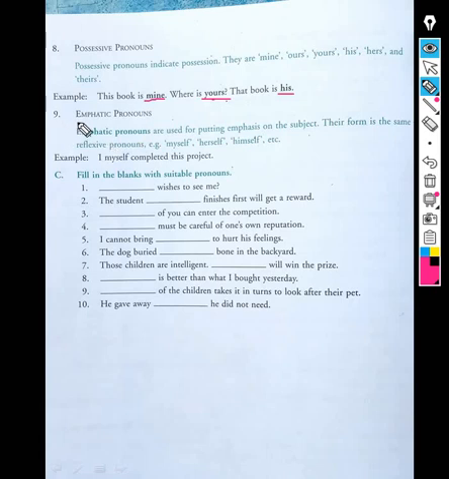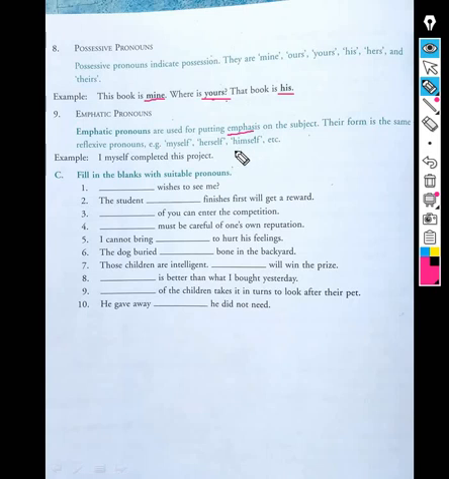And the last kind is emphatic pronouns. Okay. Emphatic pronouns are used for putting emphasis or stress on the subject. Subject पे मज़ीद ताकीद करने के लिए इस्तेमाल होता है. Their form is the same as a reflexive pronoun, but there is a slight difference that I will tell you. Their form is the same as reflexive pronouns, for example, myself, herself, himself.